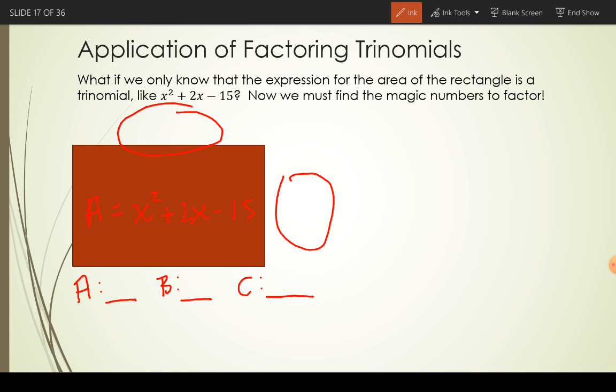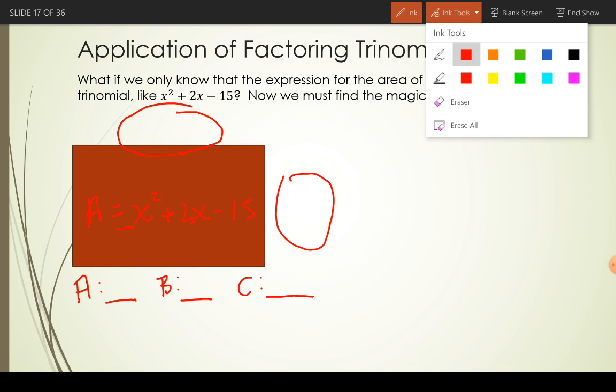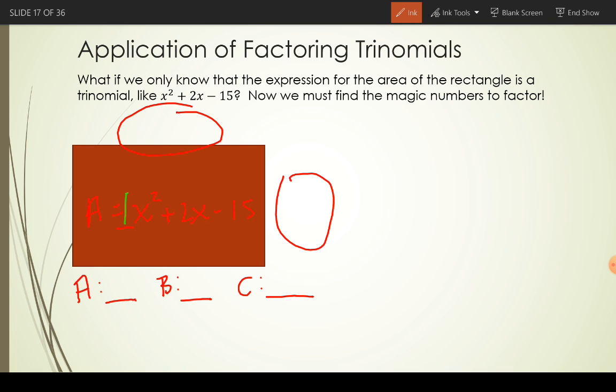So A is the coefficient in front of x squared. When there's nothing there, we assume it's a 1. B is the coefficient in front of x, which is 2. And C is that last term. If I just write 15, I'm incorrect. It needs to be negative 15. Please notice that for my values of A, B, and C, there are no variables. You should not be writing 1x or 2x or negative 15x. They should only be numbers.